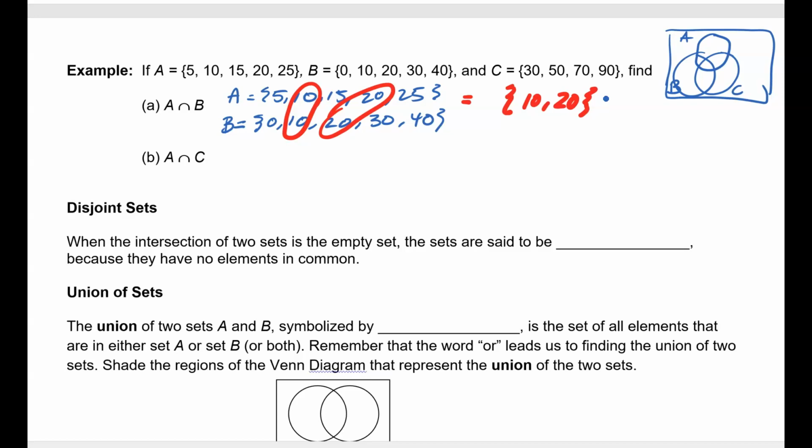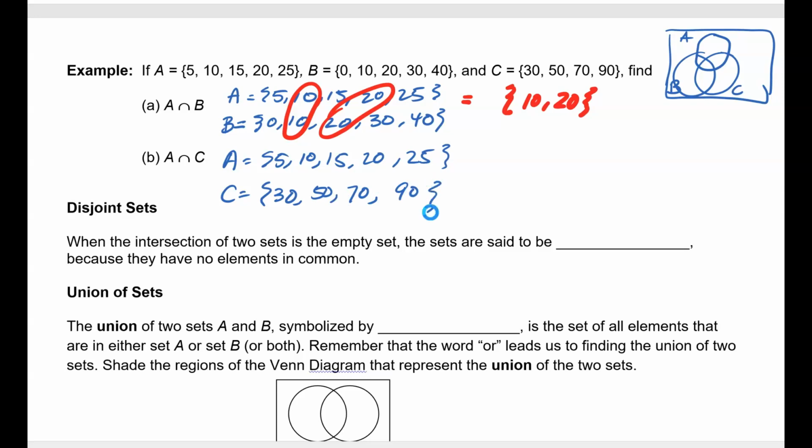So A intersect C, we're going to do the same thing, except we're going to list out A and C. So I'm going to list out A is 5, 10, 15, 20, and 25, and then I'm going to list out C is 30, 50, 70, 90, and I'm going to look and see what they have in common. Now in this one, I don't see anything they have in common. So this is a great place. This is why we have notation for the empty set, because if I'm comparing two groups of things and there's nothing in common, then I need a way to write that. So I'm just going to write down nothing in common. So the answer is this.